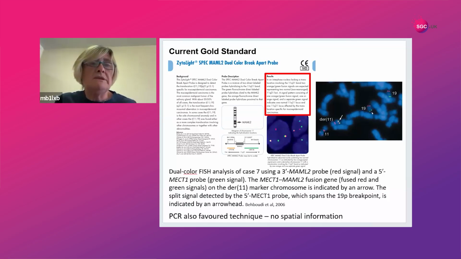PCR, which everybody knows about since COVID, you can also use to pick up the fusion gene and see whether it's there. But you don't get that spatial information. You don't get information about where it's expressed, which cells it's expressed in. Next slide, please.